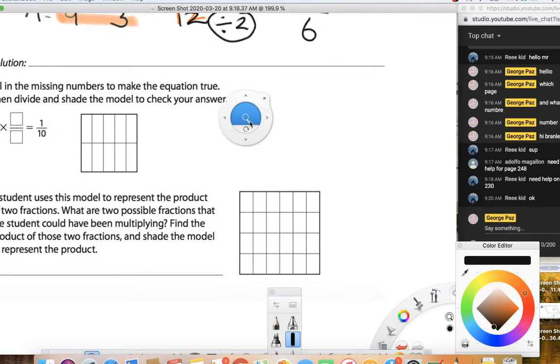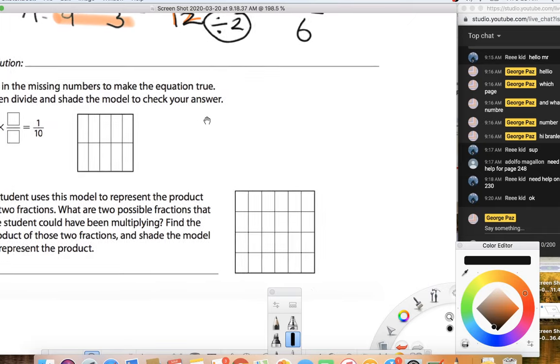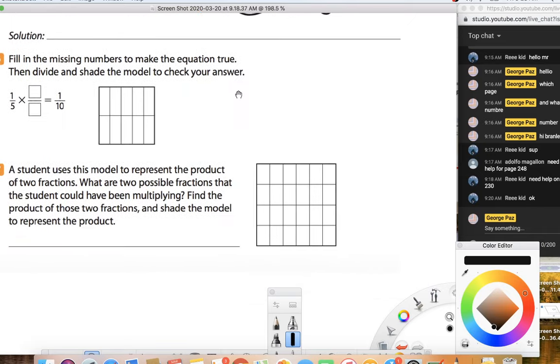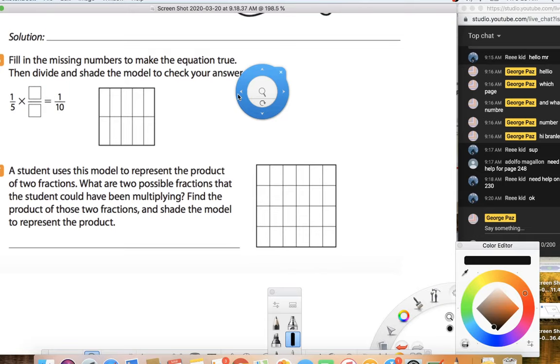All right, so for number 6, it says fill in the missing numbers to make the equation true. So we need to fill in these numbers to make this equation true, to make it equal 1/10. So it says to do something else. Then let's not do that yet. So let's do this. 1/5.